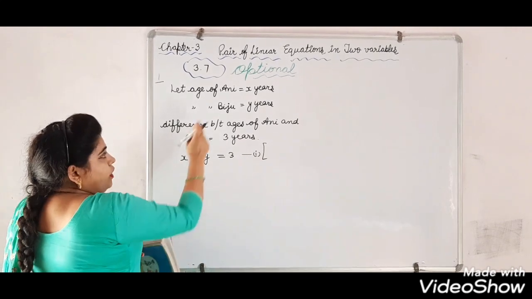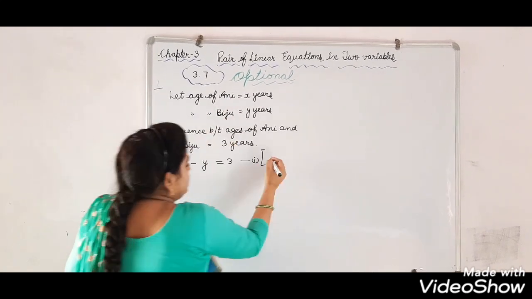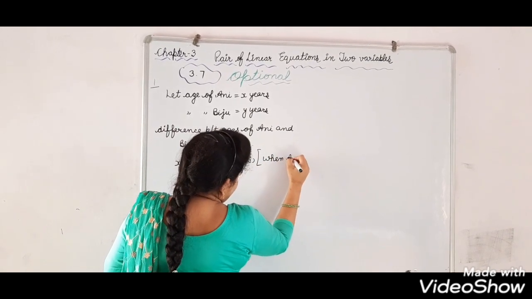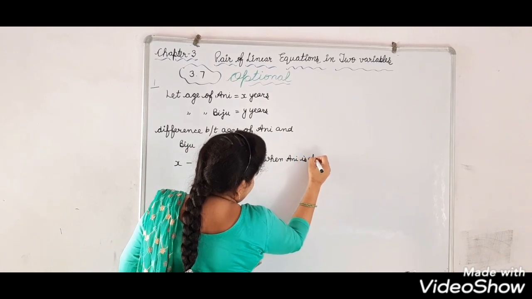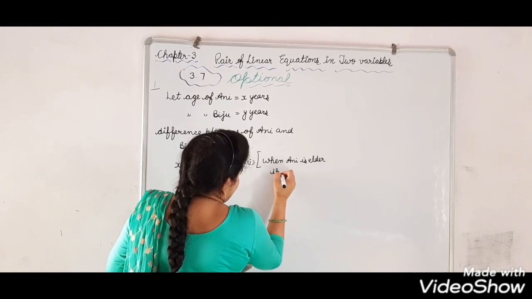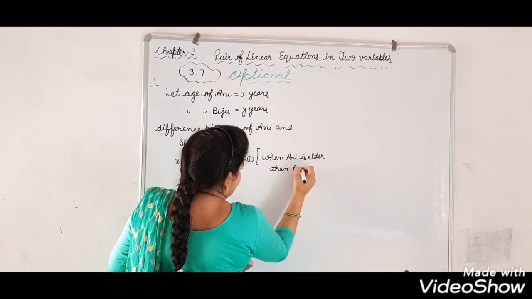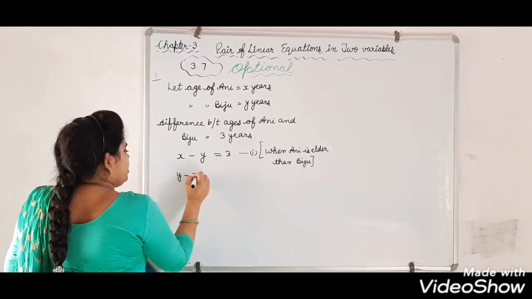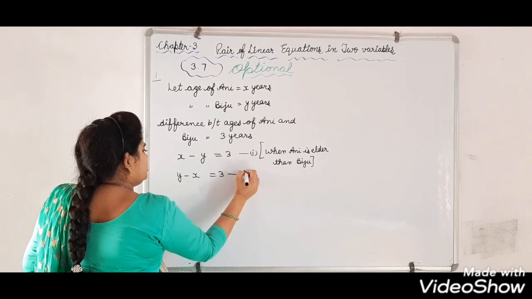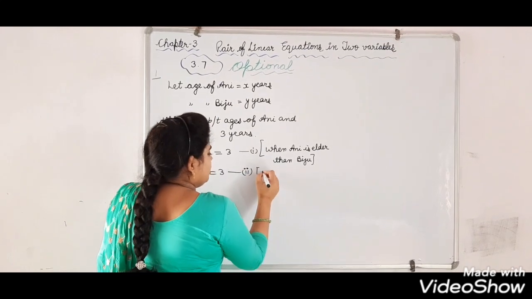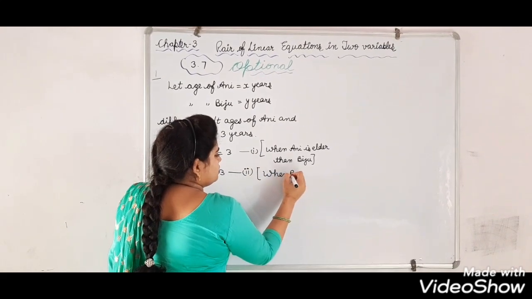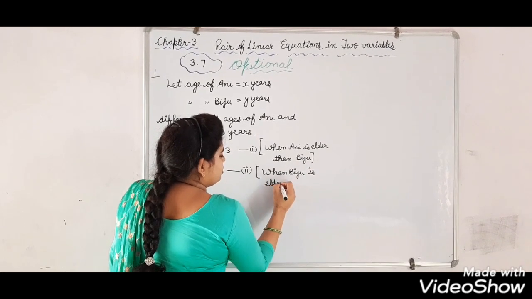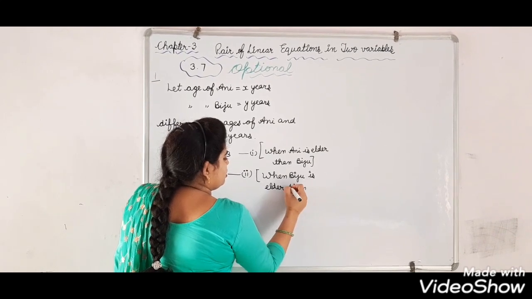And this case is when Ani is elder than Biju. Second case, y minus x is equal to 3. Equation number second, when Biju is elder than Ani.